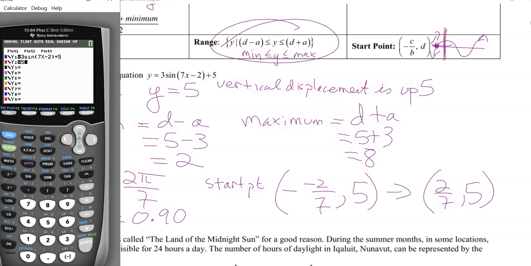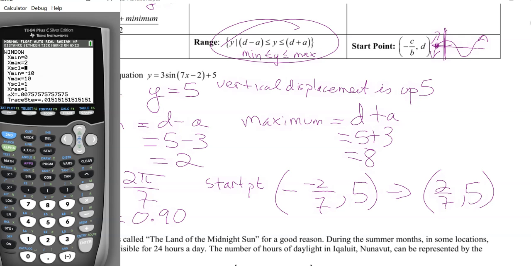All right, let's go into the window. What window am I going to use? Here's where the period comes in. The period is 0.9, so I don't want to go from 0 to 100. I want to go from, let's say, 0 to 1, and we should see one complete period. Maybe I go 0 to 2, so we see 2 complete periods, with a scale of 1.